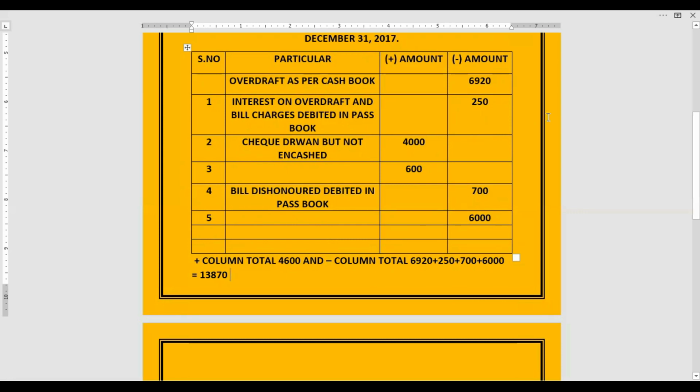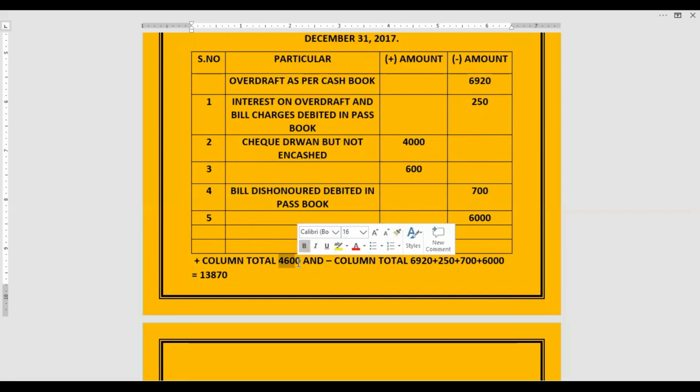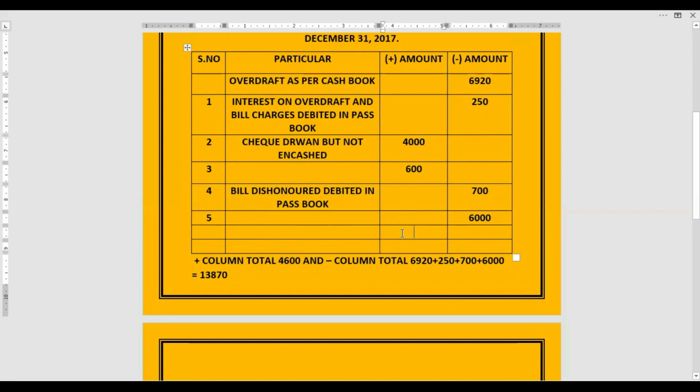So the difference between 13,870 and the plus column total of 4,600 will be 9,270. 13,870 minus 4,600 is 9,270, the shortage column. So this is the balance as per passbook. 9,270 is the answer.